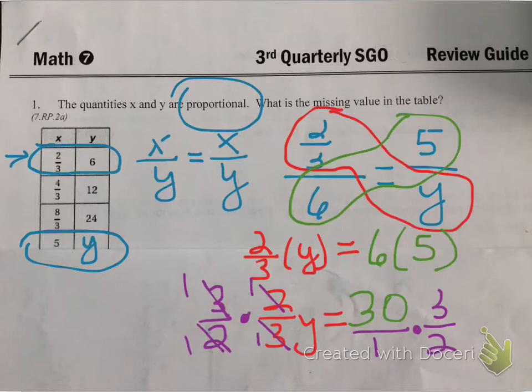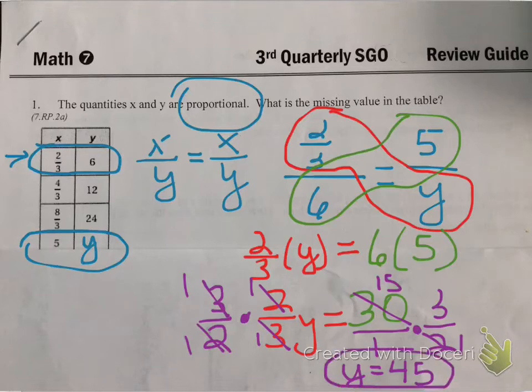I'm left with 1y, or how about just y, equals, and I could do some cross canceling here. 2 divided by 2 is 1, 30 divided by 2 is 15, and I'm just going to multiply straight across. 15 times 3 is 45, and 1 times 1 is 1, so I could just leave that as y equals 45. And that's your answer for number 1.